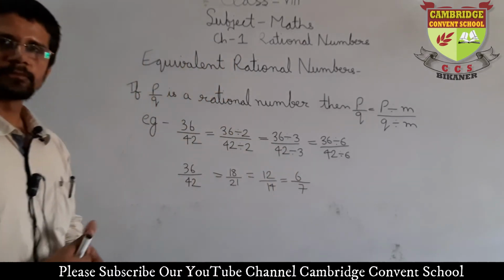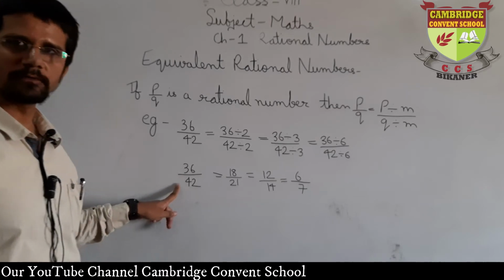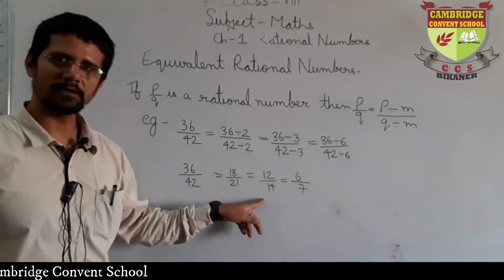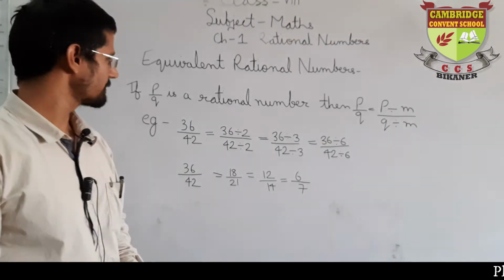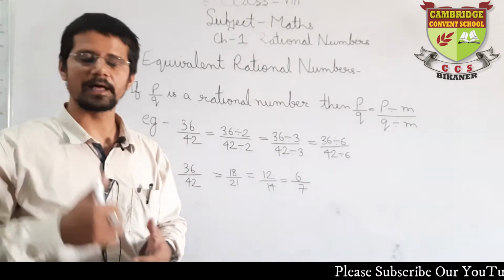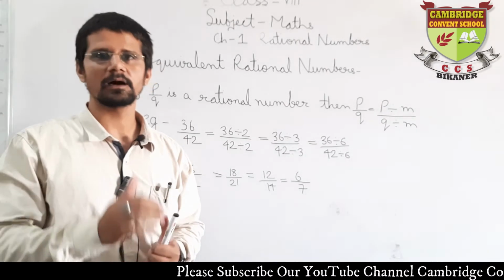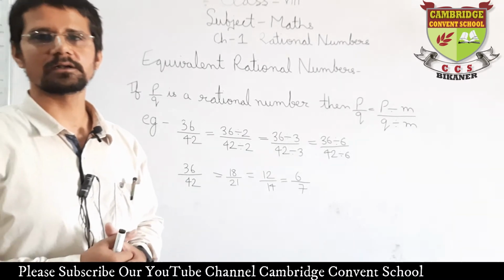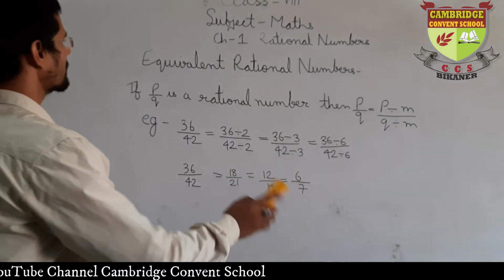Okay, what we can conclude from this is that 36 upon 42, 18 upon 21, 12 upon 14 and 6 upon 7 are all equivalent rational numbers. We can say that if p upon q is a rational number, then p upon q is equal to p divided by m upon q divided by m, where m is a common divisor of both p and q.